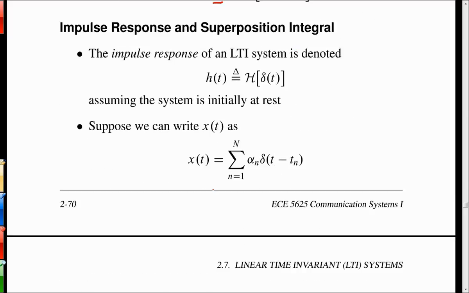So the linear time invariant model then goes on to say that if you want to characterize the output of a system in terms of the input, we generally work with the impulse response. So the impulse response is a special system output.